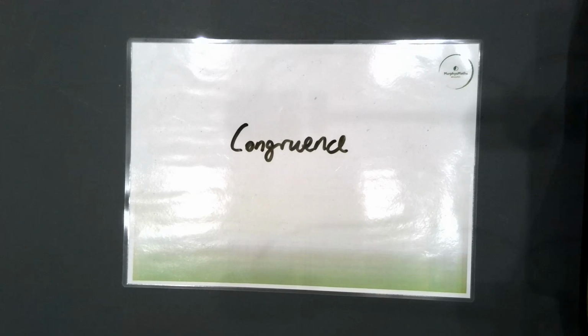Right guys, in this video we're going to look at congruence, specifically congruent triangles. First of all, congruent triangles mean that they are the exact same triangle, so same shape and same size. There's nothing different about them. They might be flipped one way or the other, but they are the exact same triangle.